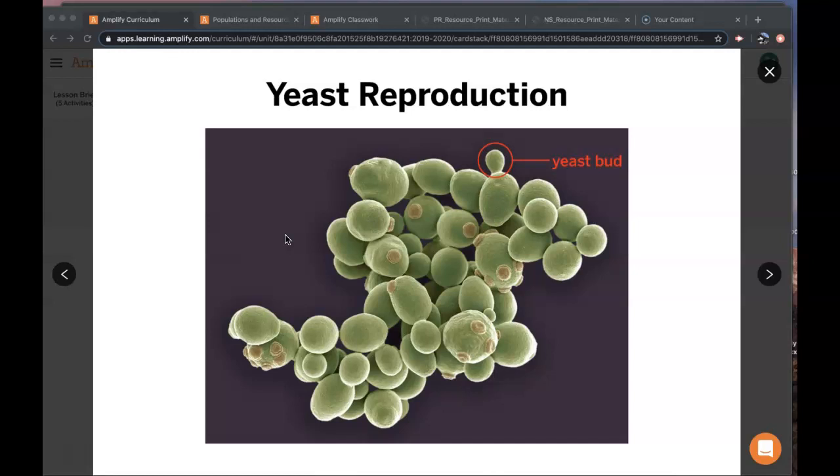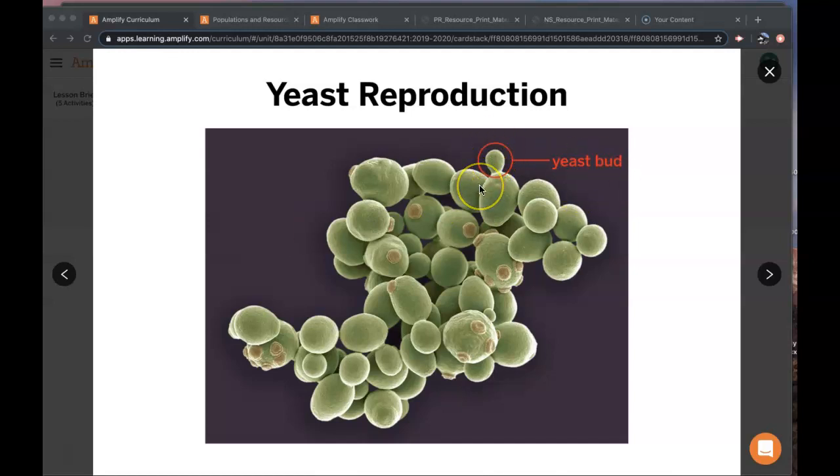Since we cannot see the yeast with our naked eye, we cannot get direct evidence that they are reproducing. However, we can look at microscopic images of yeast. This image shows you how yeast reproduce. These are yeast cells, and yeast cells produce buds.